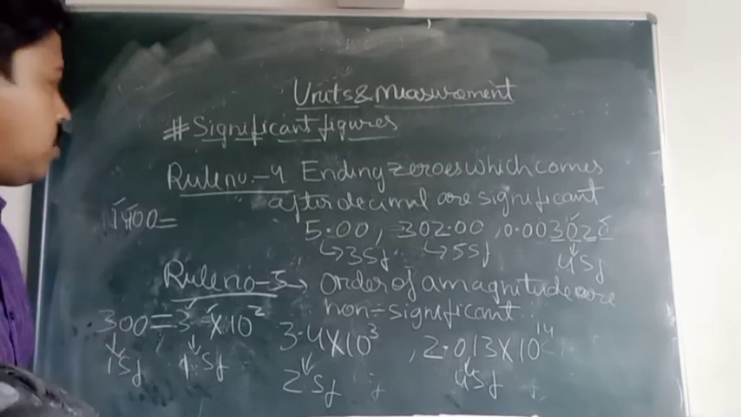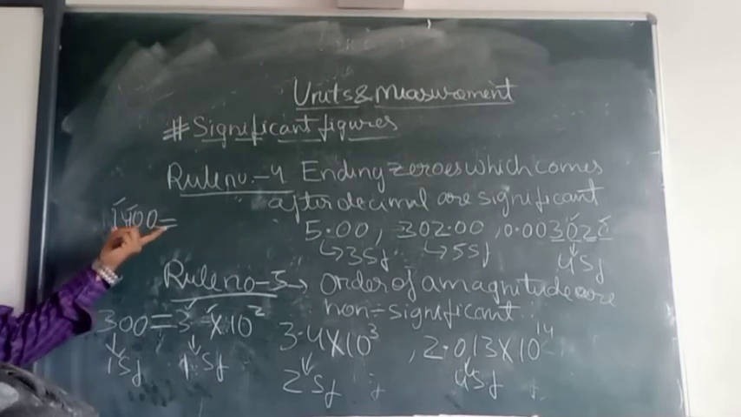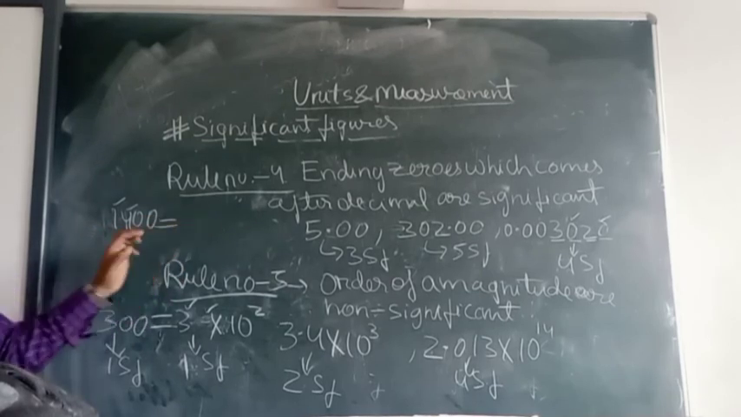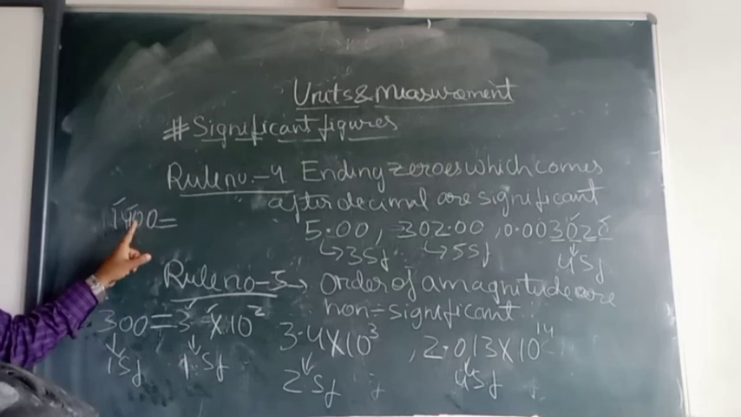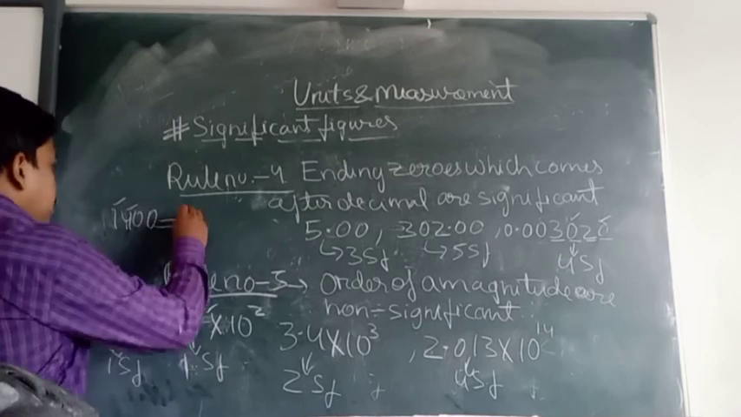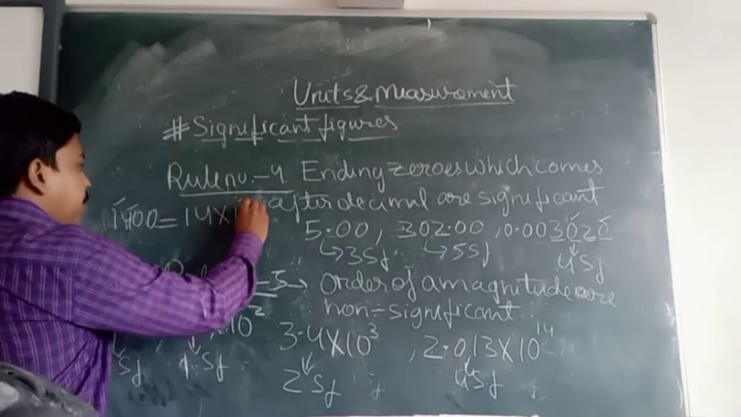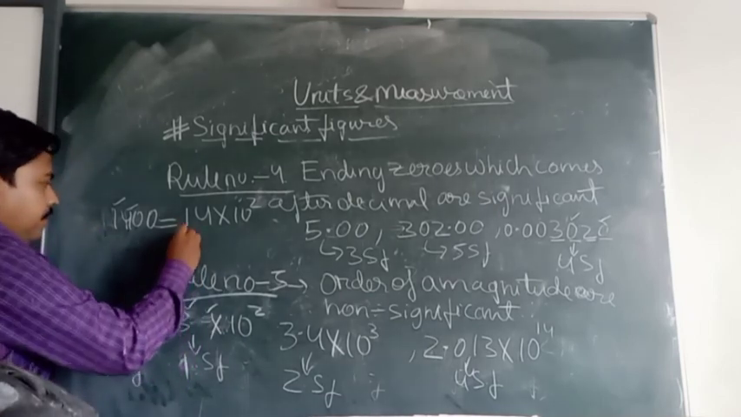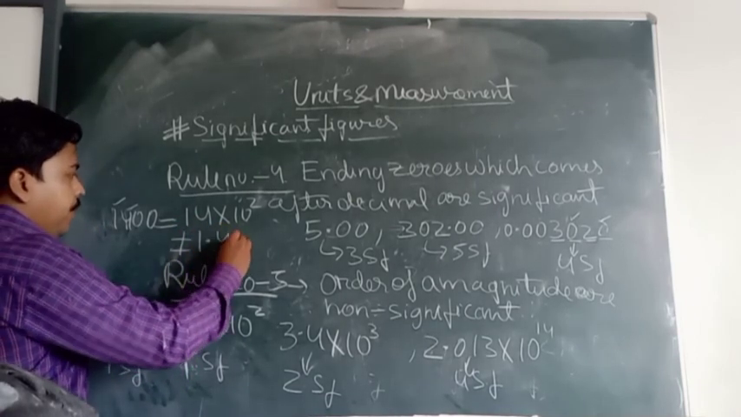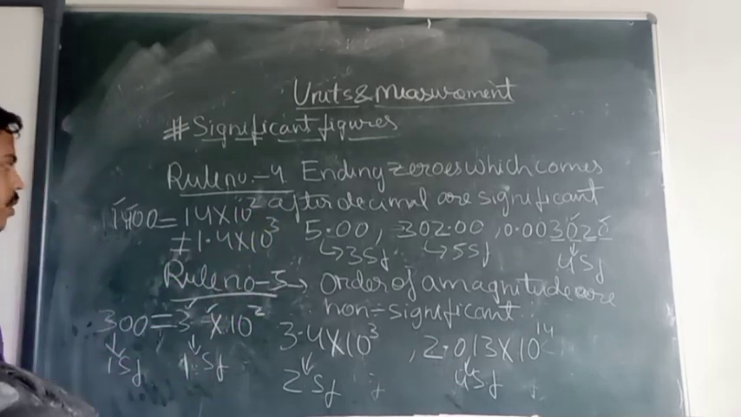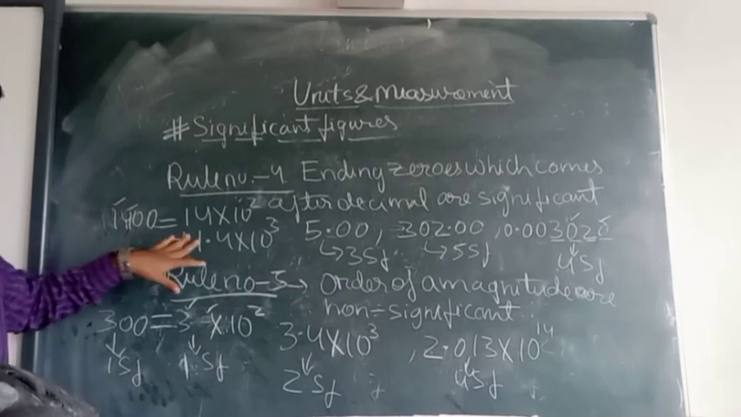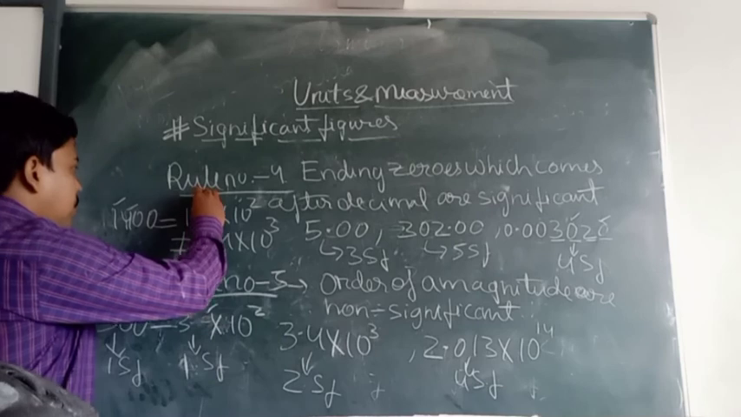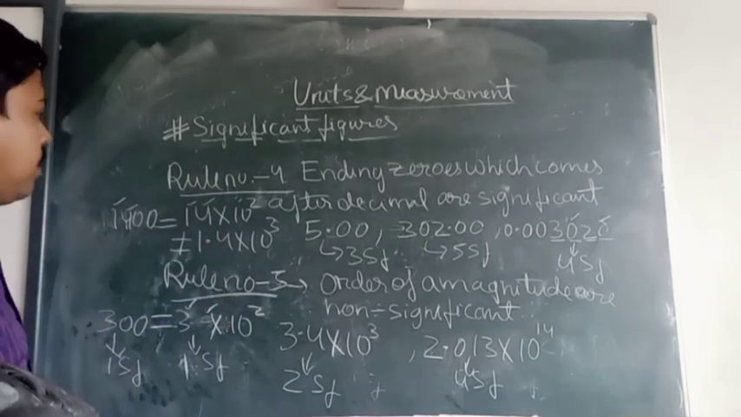If we are expressing 1400, then on the RHS also there should be two significant figures, because on the left hand side there are two significant figures, that is only 1 and 4. The 0s will not be included here, because these 0s are not coming after a decimal. So instead of this, we can write 14 into 10 to the power 2. We cannot write 1.4 into 10 to the power 3. Although mathematically it is true, according to the concept of significant figures, it is not true.